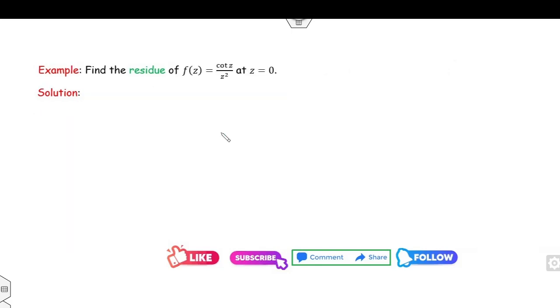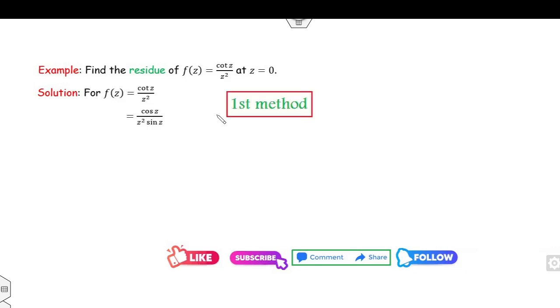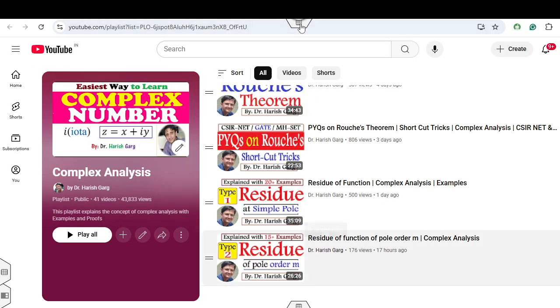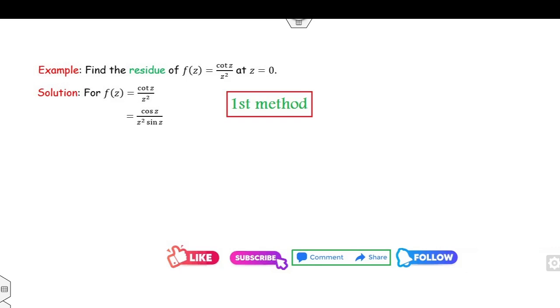Fine. Okay, look at the second one. The given function is cot, which I can write as cos over sin. Now I will tell you two different methods. The first method I will tell you with the help of type 2 and the second method I will tell you with the help of the shortcut trick. Now how can you solve that?